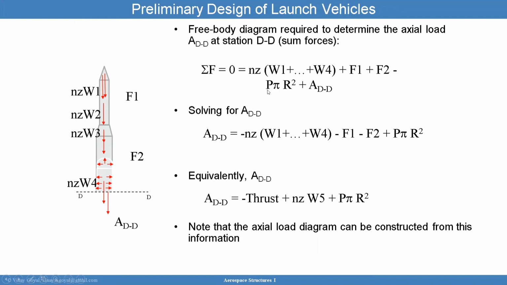So pressure times pi r squared plus ADD. Now I can solve for ADD, and I can then find the force at that cross section because of that. Equivalently, this is equal to thrust also plus NCW5, and so I can substitute that by this and calculate ADD as well. Note that the axial load diagram can be constructed based on this information. So I hope that's clear.